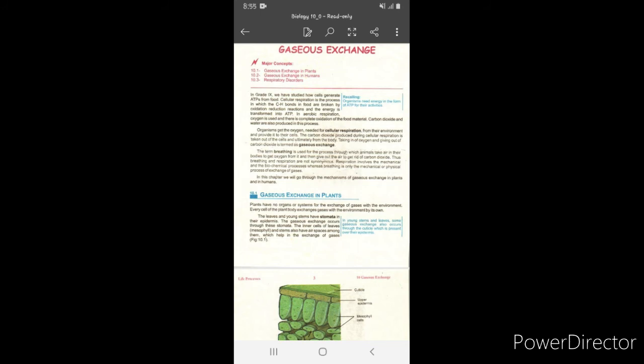If we talk about the difference between breathing and cellular respiration, breathing is just a mechanical process in which your rib muscles, diaphragm and your lungs are taking part, while cellular respiration is basically a biochemical process which takes place in the mitochondria of the cell, and it is an energy producing process, and it produces energy in the form of ATP.